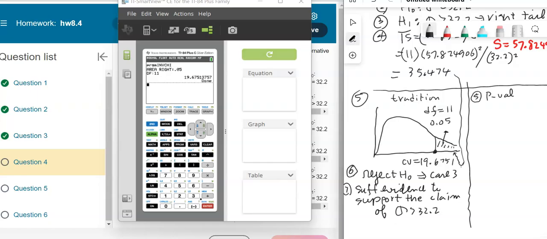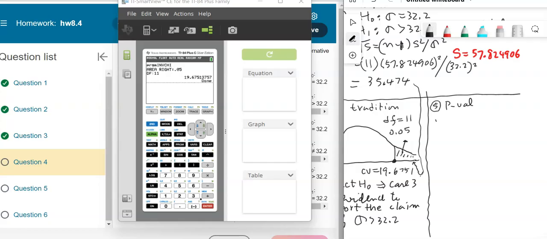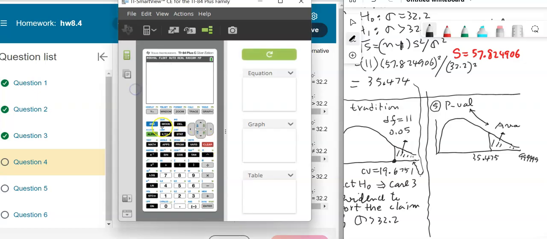Let's say step 5. Now p-value, you work with the test statistic, right? So this is a right tail. So from 35.474 to 9999999. If it's left tail, you start from 0 to 35.47, but it's right tail. So the p-value is simply the area, isn't it?